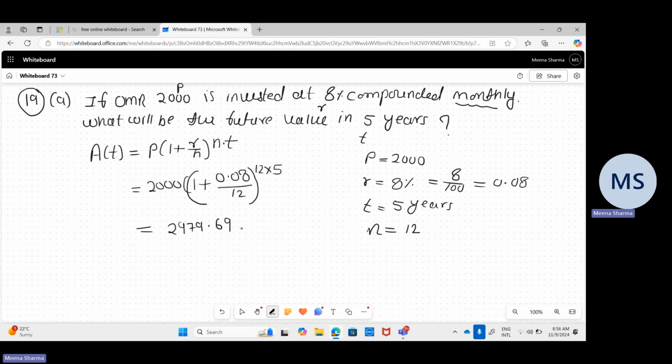2979.69. So that is our compounded amount after 5 years, which is invested at 8% compounded monthly. So that's our final answer.